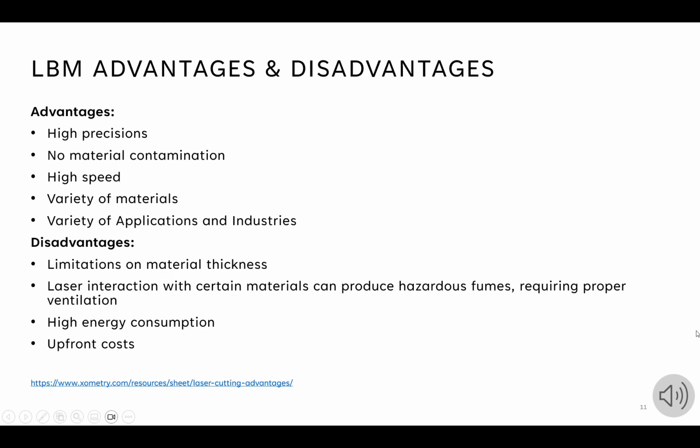Here are some advantages and disadvantages for laser beam machining. Some advantages include the high precision, that there is no material contamination, it uses a high speed, a variety of materials can be used with LBM, and a variety of applications and industries use LBM machining. Some disadvantages would include the limitations on material thickness. Laser interaction with certain materials can produce hazardous fumes, which would require proper ventilation in areas that are using laser beam machining. There is also a high energy consumption with LBM, which also creates a carbon footprint, and there are upfront costs when using this machinery.